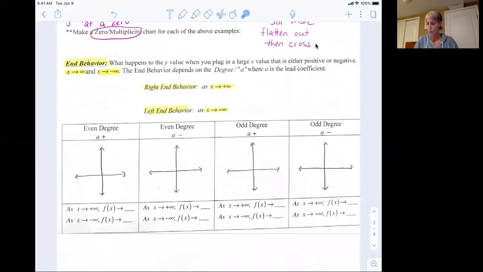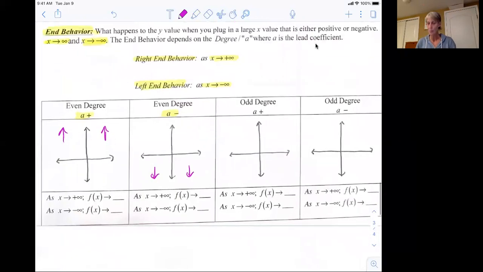If our lead coefficient is positive, our graph is going to open up like an x squared. Think of it just like an x squared. If it's an even degree and a is negative, well, what's going to happen? We're going to flip it over the x-axis, and it's going to be down.